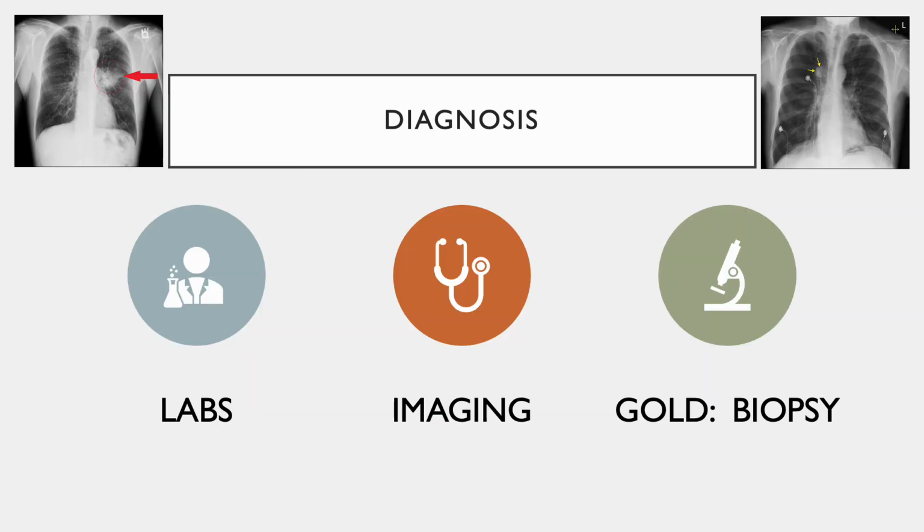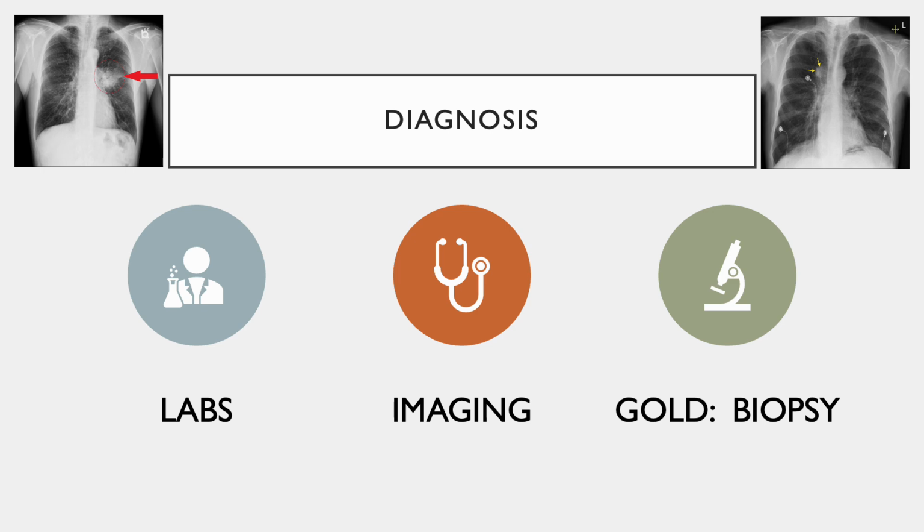To help us diagnose non-small cell lung cancer, we can get labs, imaging, and biopsy, with biopsy being the gold standard. For lab work, we can get things like a CBC, electrolytes, calcium, alk phos, or even a creatinine. Lab work lets us know if the lung cancer is causing any other problems. Like we discussed earlier, it can cause hypercalcemia in squamous cell carcinoma, and this would be due to an increase in parathyroid hormone.